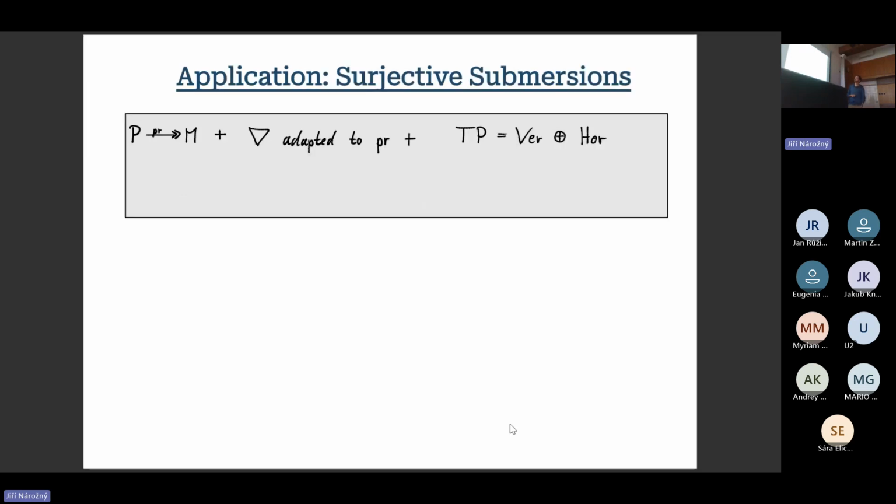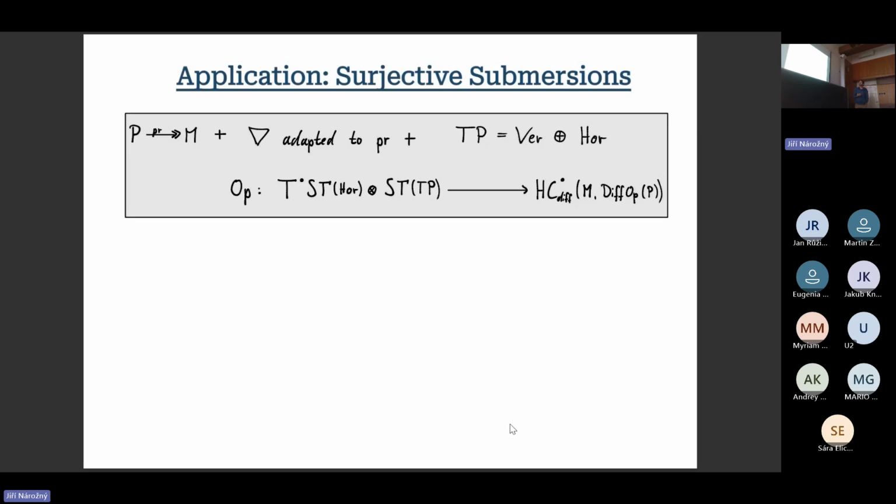Okay, one more. Another structure we could have on our manifold is that of a fiber bundle. Let's assume we have a surjective submersion between two manifolds, and an adapted covariant derivative, meaning we have a covariant derivative on P and a covariant derivative on M, and they are compatible with the projection. And just in order to write things down in a better language, assume we have also chosen a horizontal bundle for the tangent bundle of P.